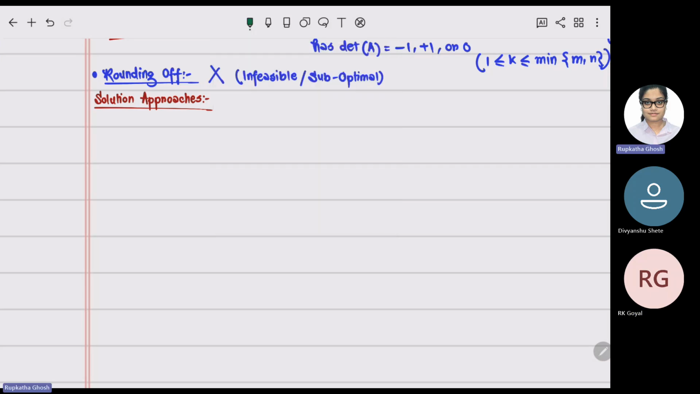Other solution approaches are, for pure ILP, we have the cutting plane algorithm, and very important, the branch and bound method.